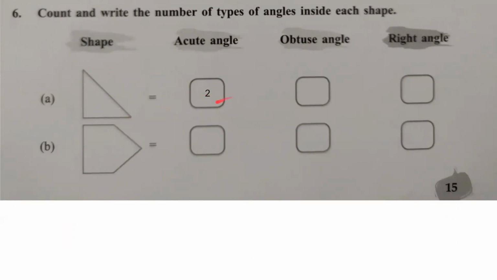Now in the case of obtuse angles, there is no obtuse angle, so obtuse angles: 0. Now here at this corner we can find a right angle, so the number of right angles is 1. One right angle is there in the figure. Now if you take the next figure, here at this point there is an acute angle, so number of acute angles equals 1.